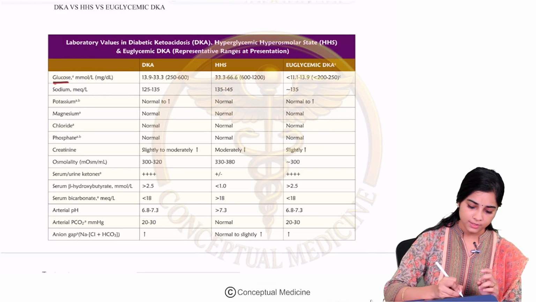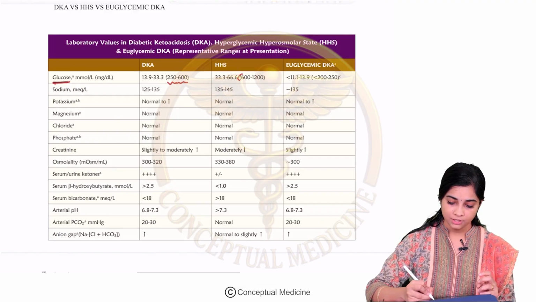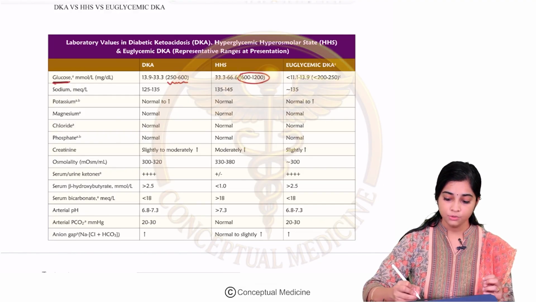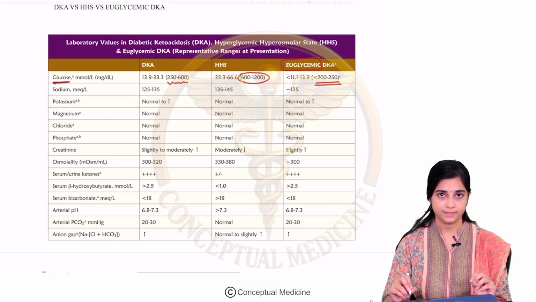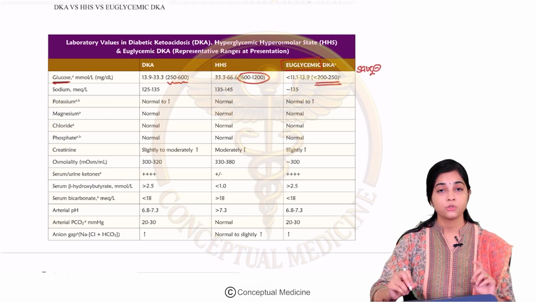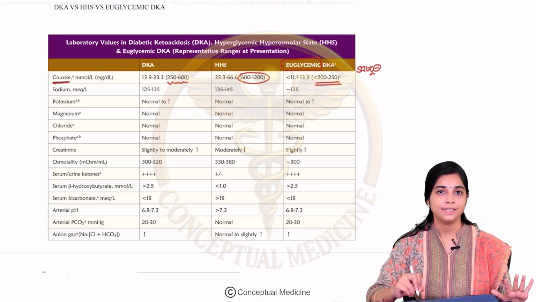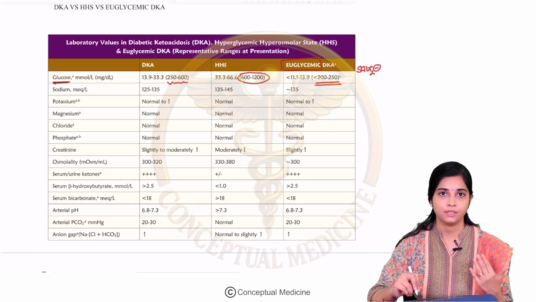So, glucose levels are around 250 to 600 in DKA. They are much higher, about 600 to 1200, in your HHS. Euglycemic DKA, as the name suggests, is euglycemic. So, your sugar levels are normal in your euglycemic DKA, associated with SGLT2 inhibitors. So, you have to have a high degree of suspicion for DKA and get your urine ketones and serum ketones, get an ABG done if you are suspecting euglycemic DKA. So, it is a little difficult to pick up.